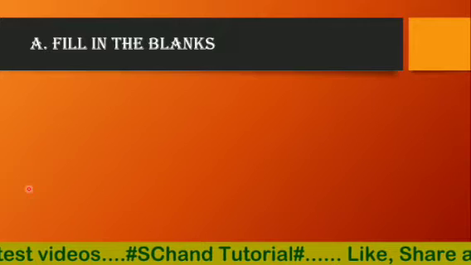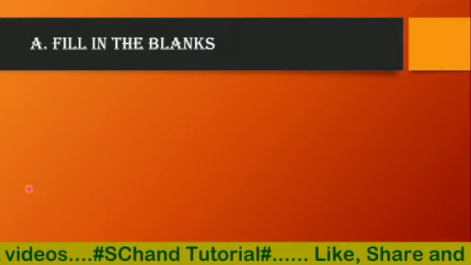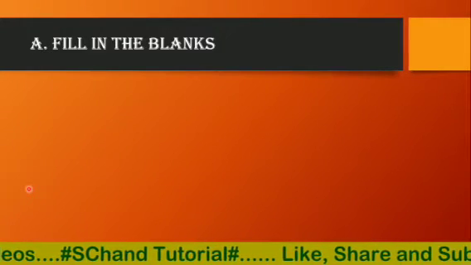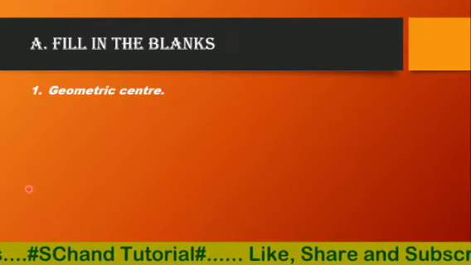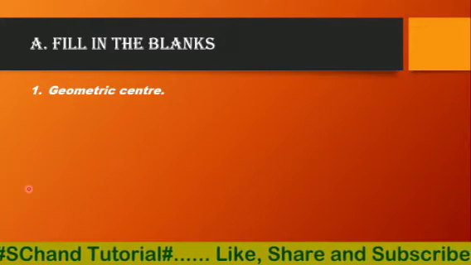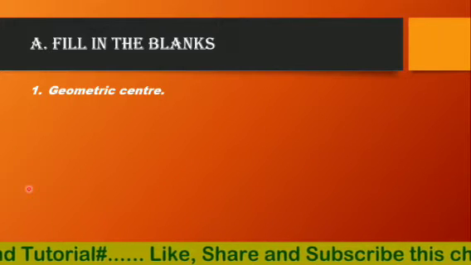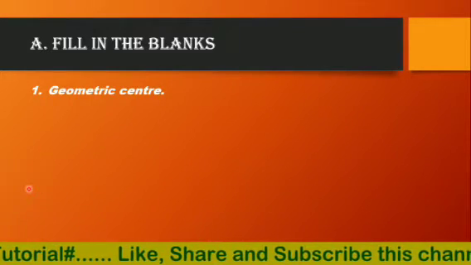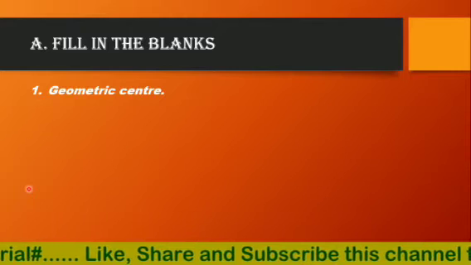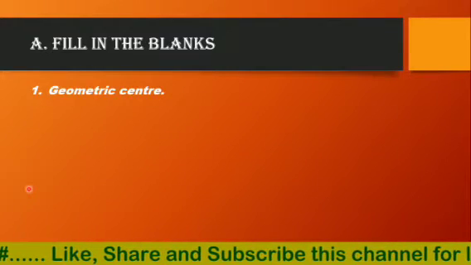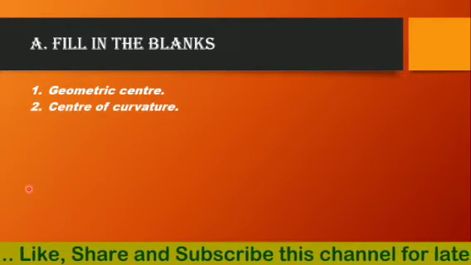First, A part, fill in the blanks with the suitable words. First is, the pole of a spherical mirror is called its pole, that is the geometric center. And second is, the distance between pole and center of curvature is known as the radius of curvature.